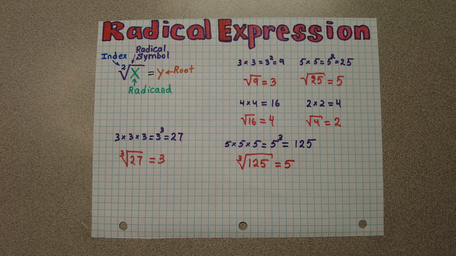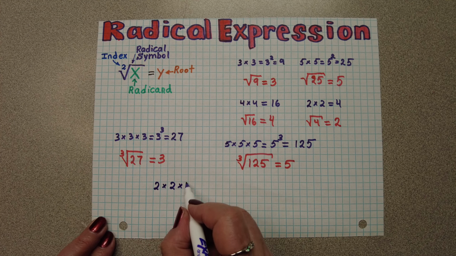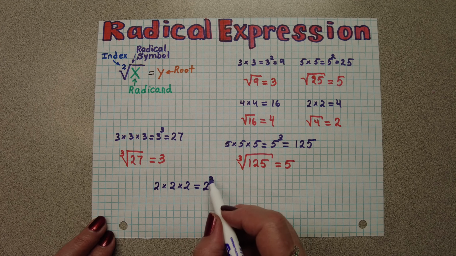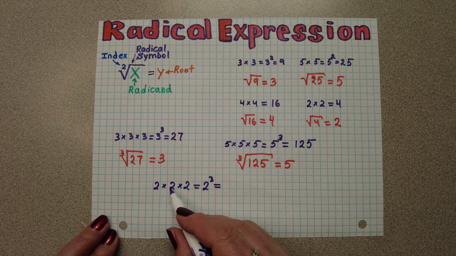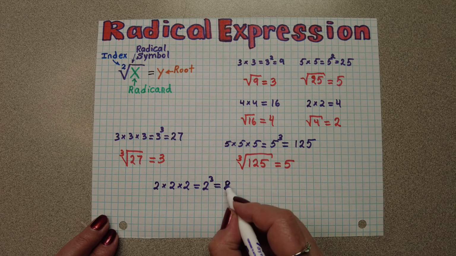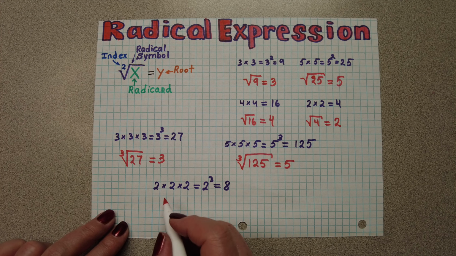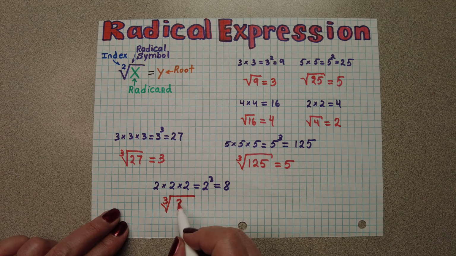Let's do one more number. Let's say 2 times 2 times 2, which equals 2 cubed, 2 to the power of 3. That equals 2 times 2 is 4, 4 times 2 is 8. Now let's write down the radical expression for this operation. This will be cube root, actually we call it this way, cube root of 8, which is equal to what?